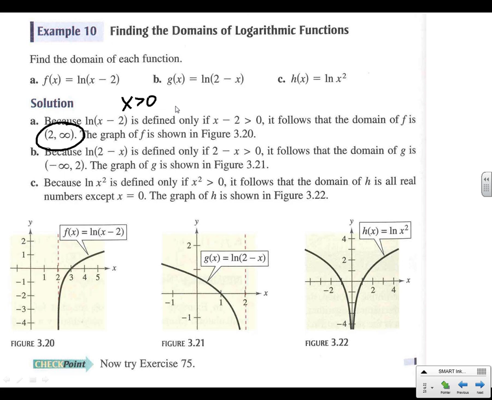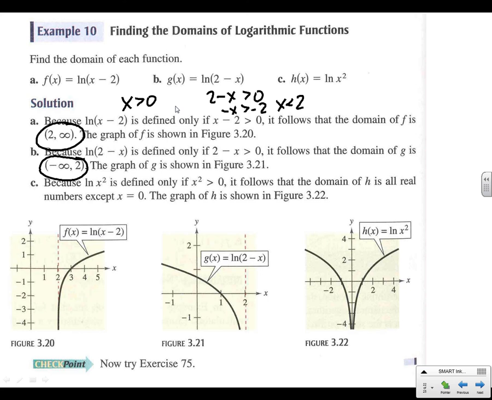All right, same thing here. 2 minus x must be greater than 0. If negative x is greater than negative 2, x must be less than 2. Remember, we're going to switch it around. Okay, so we can see that on here. We're going to go from negative infinity all the way up to 2.